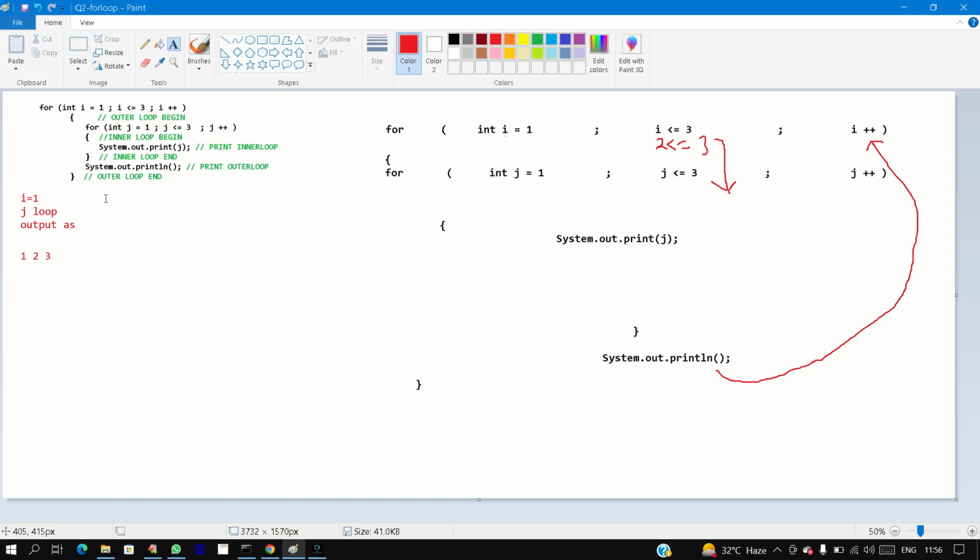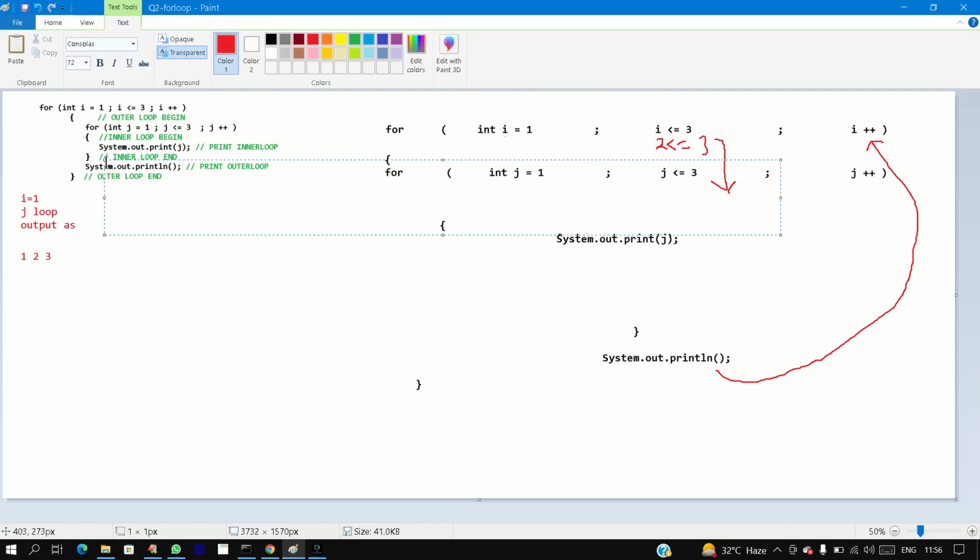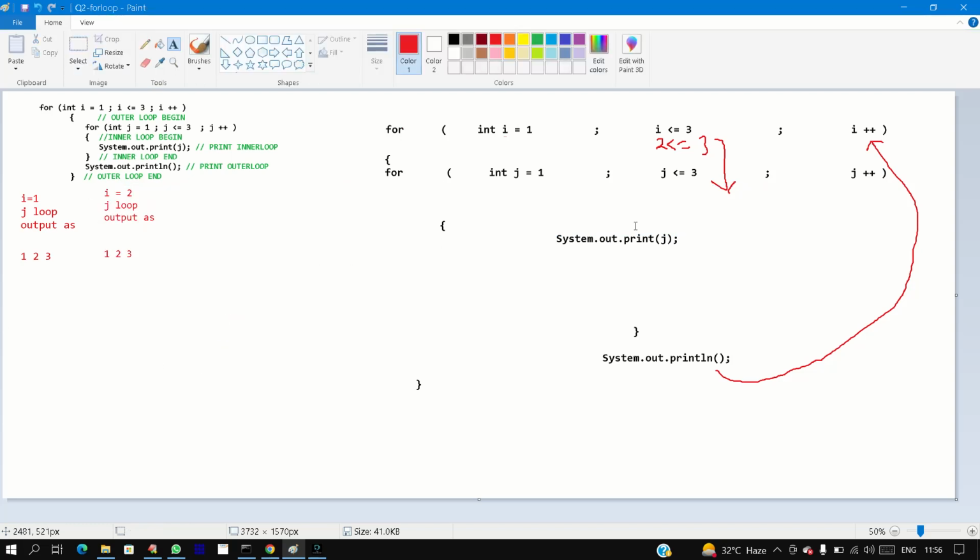Now for the second execution, i is equal to 2. Now we are inside the j loop, and definitely we will be getting output as 1, 2 and 3 again. Let us see how we will be getting this output again. Fine.